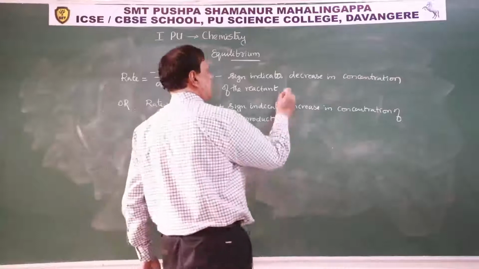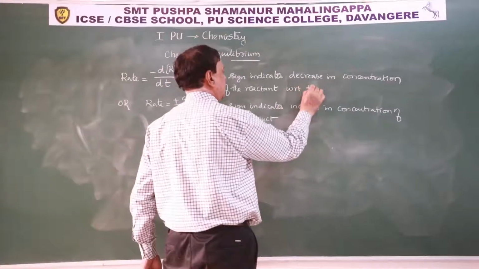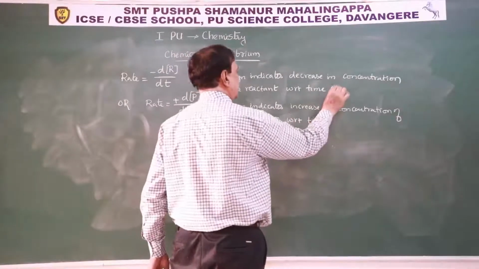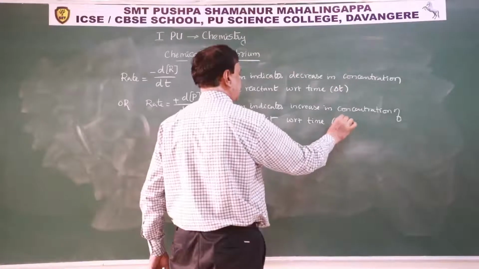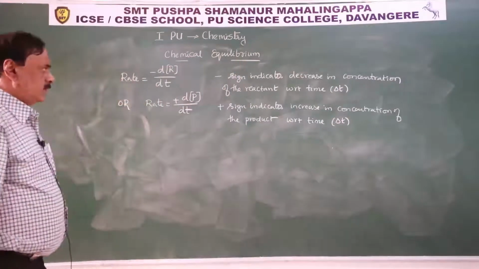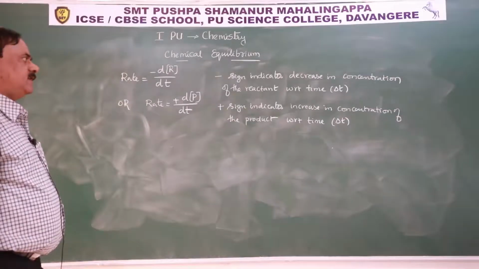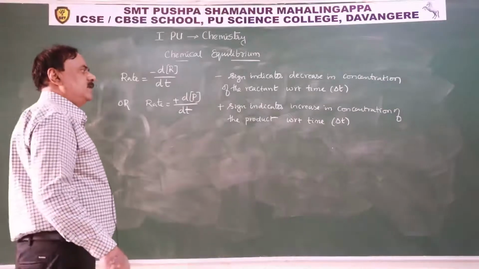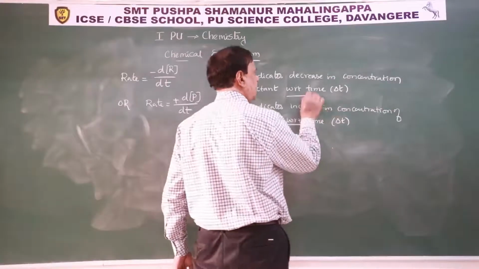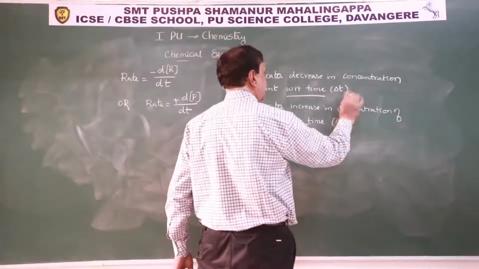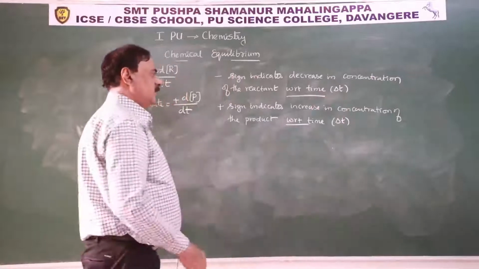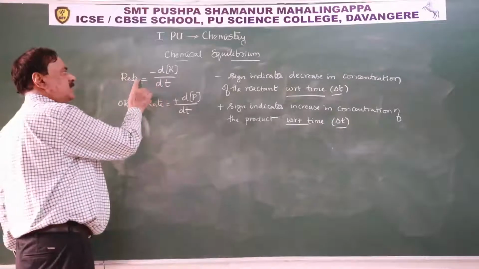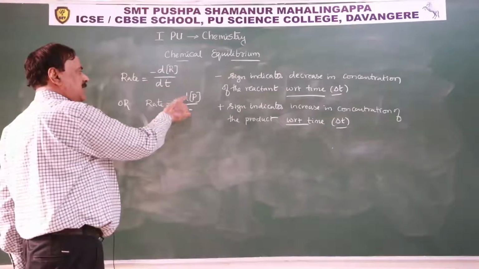These are very important with respect to time. With respect to time, that is delta T, the change in time. Minus sign indicates decrease in concentration of the reactant with respect to time. Plus sign indicates increase in concentration of the product with respect to time. Delta T is the change in time. That is why it is represented as minus dR by dt or plus dP by dt.